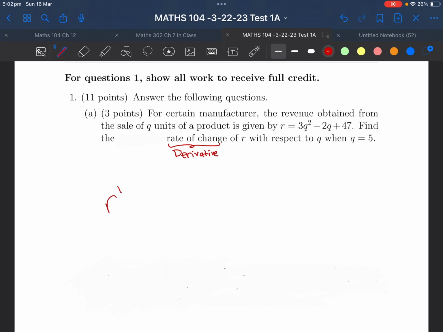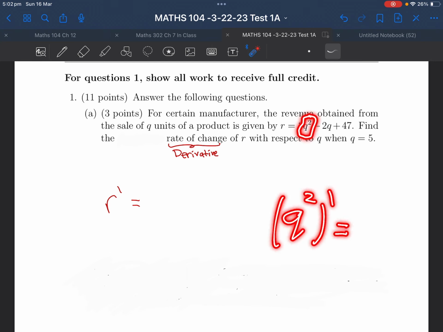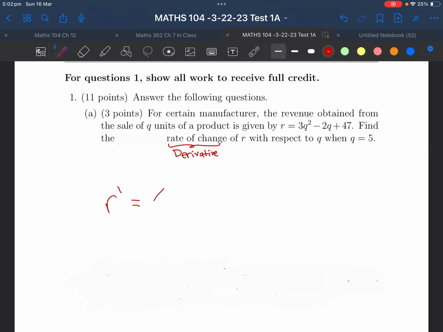So we need to find R prime, and in order to find R prime, we have Q squared. Now remember, for the derivative of Q squared, the 2 will go down, so it will be 2Q, and then we subtract 1 from the power, so it will be 2Q to the power of 1, but because there is a 3, we will get 6Q. Minus the derivative of Q, which is 1, so 2 times 1 is 2, and the derivative of 47 just goes away. So we get this one.